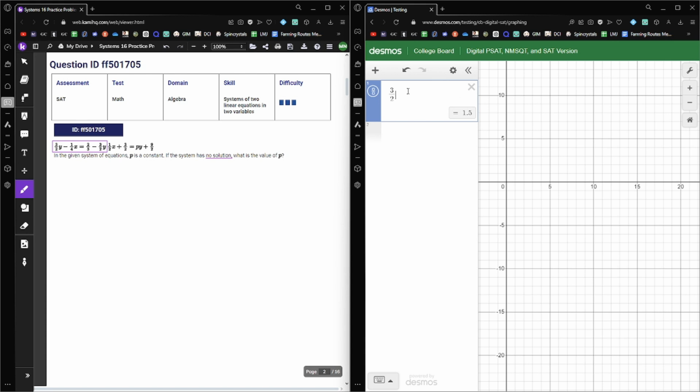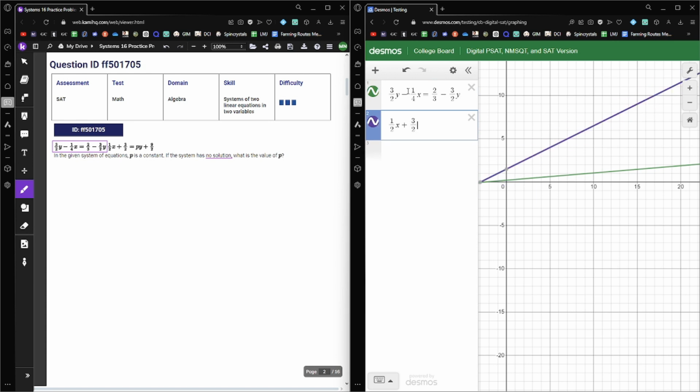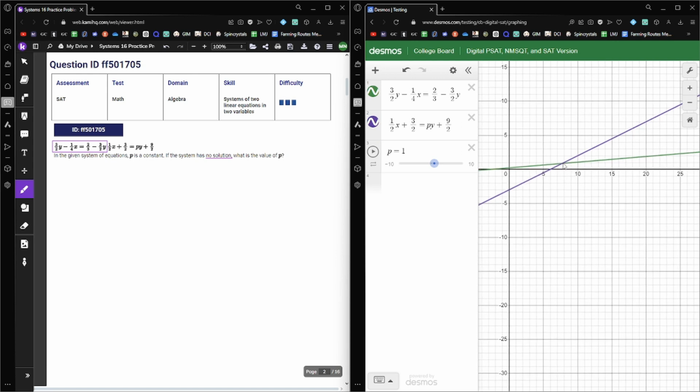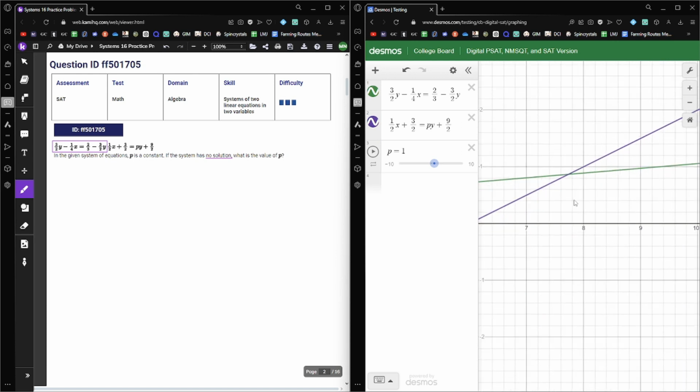3 over 2 y minus 1 over 4 x is equal to 2 over 3 minus 3 over 2 y. And then we have 1 over 2 x plus 3 over 2 is equal to p y plus 9 over 2. Now, of course, they ask if you want to add a slider, and yeah, go ahead and add that slider. And now all we have to do is keep moving the slider until the lines are parallel.